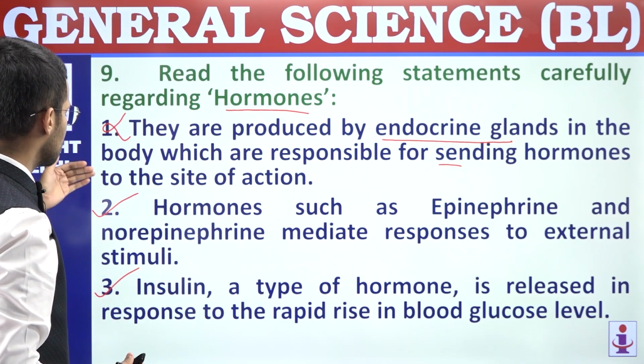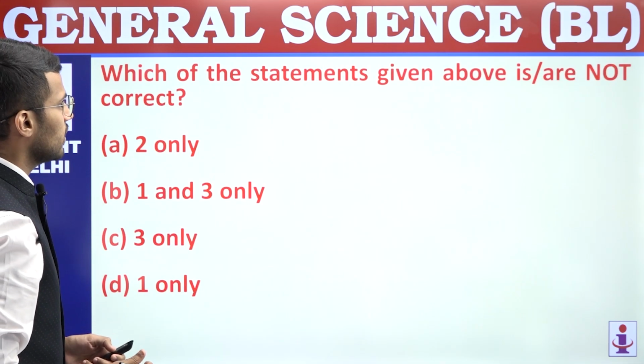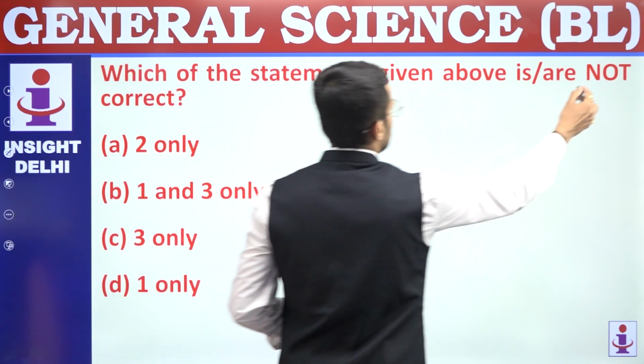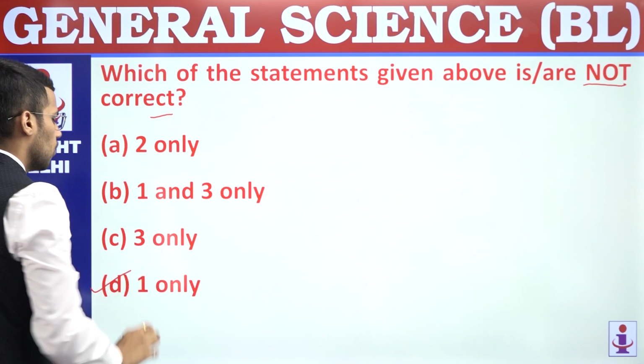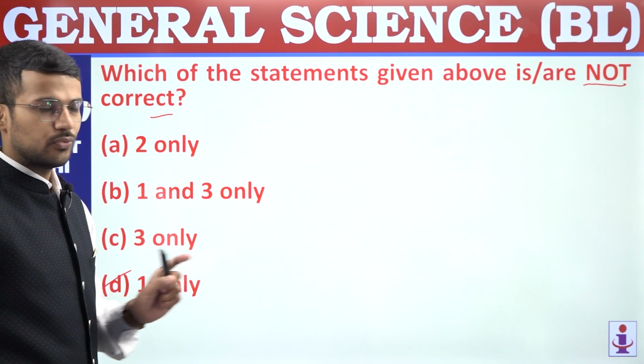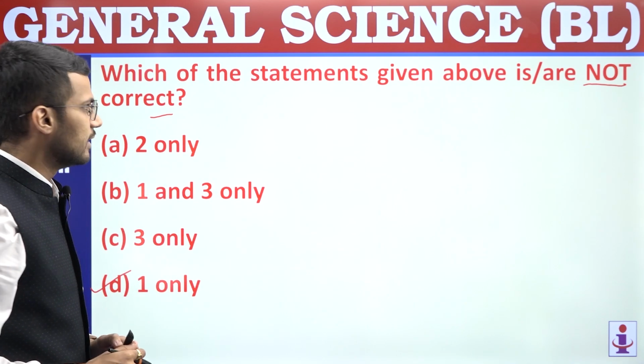So out of these, the second and third statements are correct. The first statement is incorrect. We are supposed to find out the statement which is not correct, and hence the answer is D, one only, right? Only the first statement is incorrect. So question number 9, answer is D.